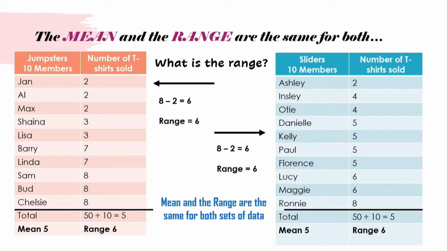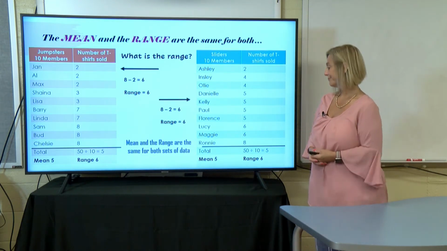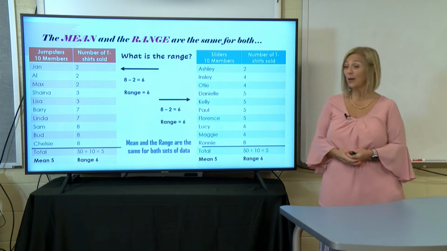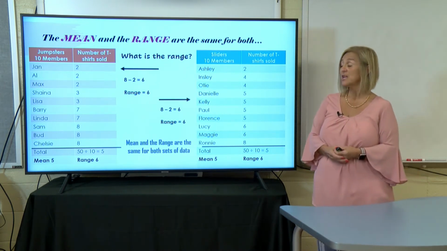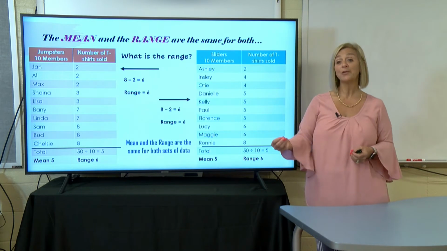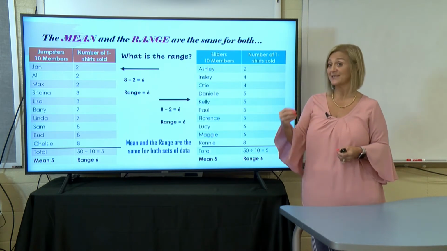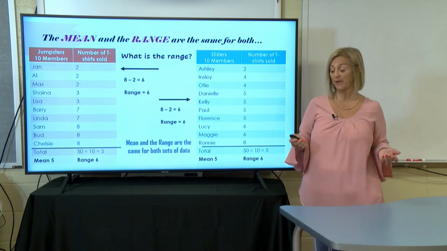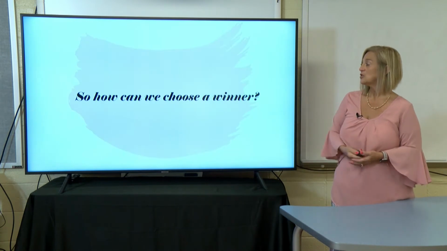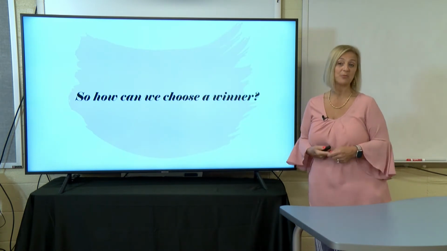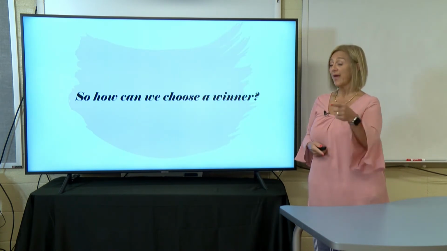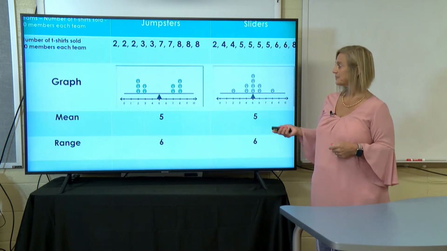So how can we determine a winner? They look pretty equal. Let's just call it a tie. Can we just say both teams win? I don't think that's going to happen, because I think one of them wants to be declared the winner. So we're going to have to take another step in our statistical data and see if we can actually find a winner. So how do you feel we should be able to choose a winner? That's where our MAD comes in.